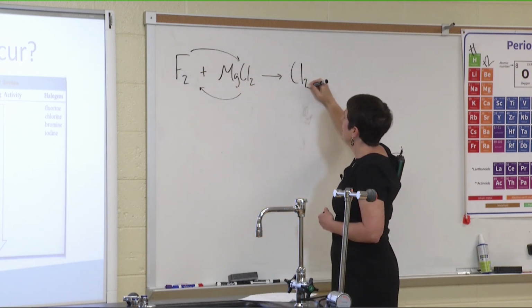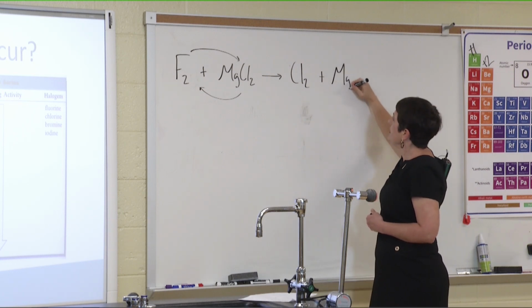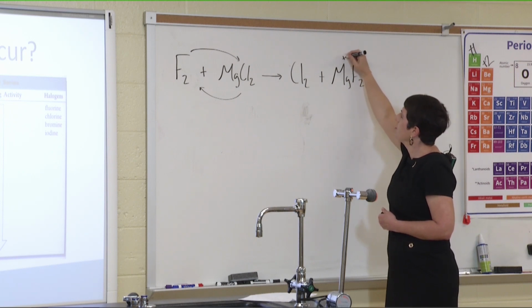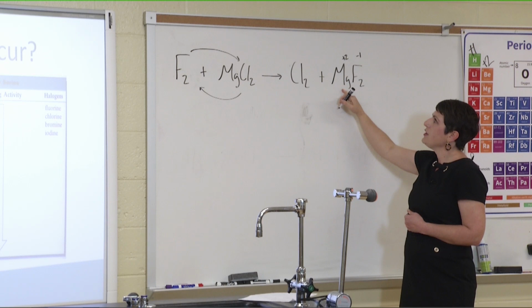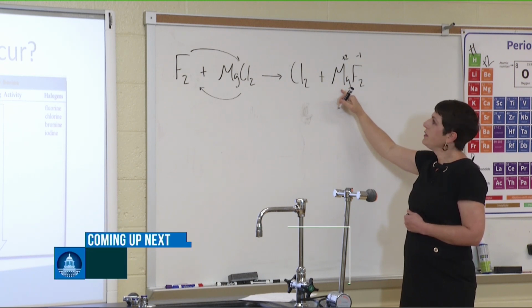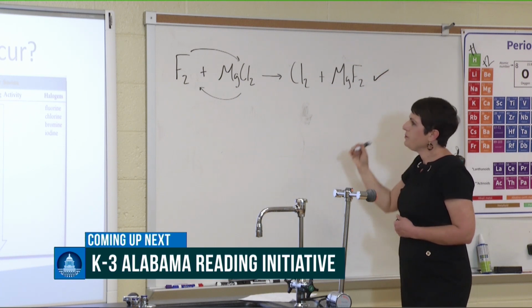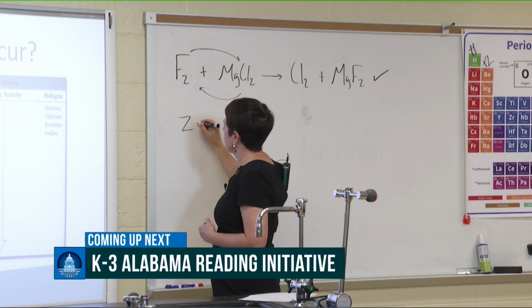Chlorine is a diatomic molecule, Cl2 plus MgF2. That 2 is there because fluorine's a -1 charge, magnesium's a +2 charge. It takes 2 fluorides to balance the charge of 1 magnesium. All right? So that is an example of one that would happen. Okay, one last thing, and then I'll be done with my single replacement reactions.